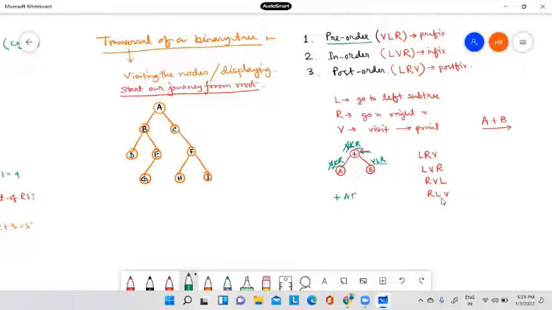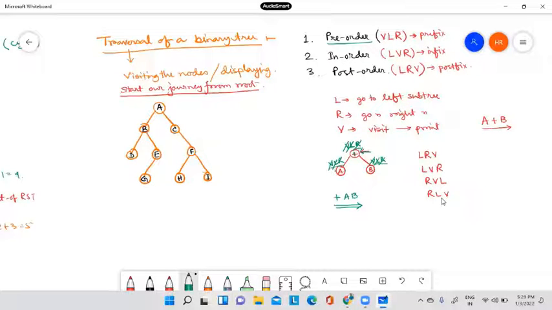So I will visit. Okay. Then go for left subtree. Nothing. Then go for right subtree. Nothing. So this part is done, so I will get back. Now my R is done, so everything is crossed. It means I have already completed all the instructions. Now what have I got? I've got plus AB. See, this is nothing but the prefix.